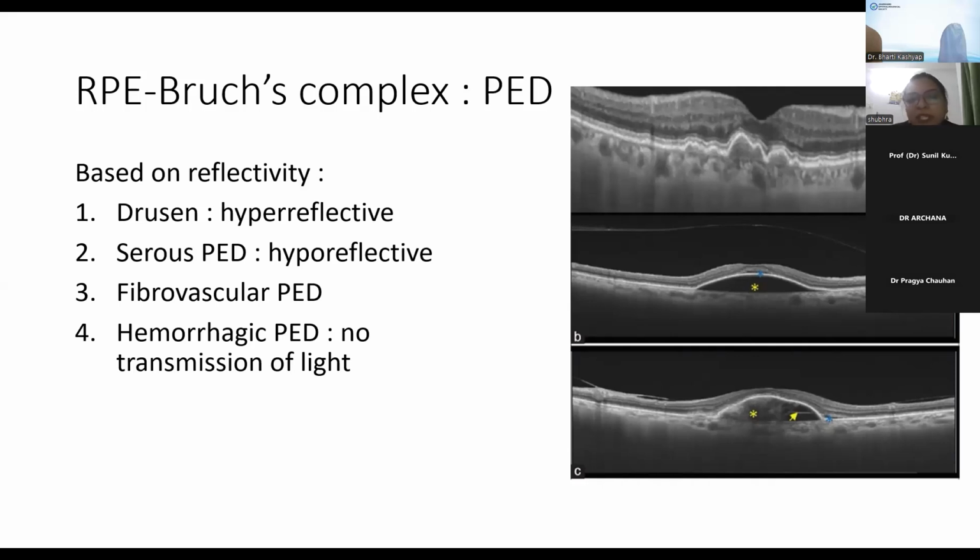Now, hemorrhagic PED appears like a serous PED. However, there will be backshadowing because the blood is preventing the light from going deeper. So you won't see the choroid beneath. In the middle picture, you can see the choroid, so that is a serous PED. If we were not able to see the choroid, we would have termed this a hemorrhagic PED.